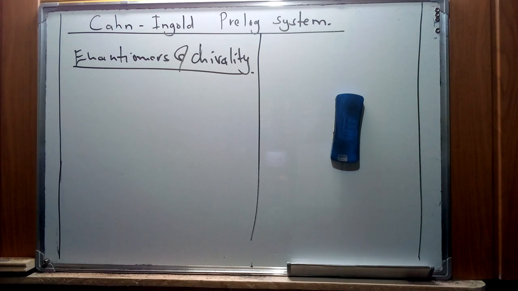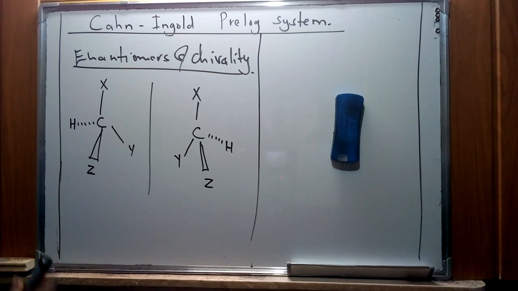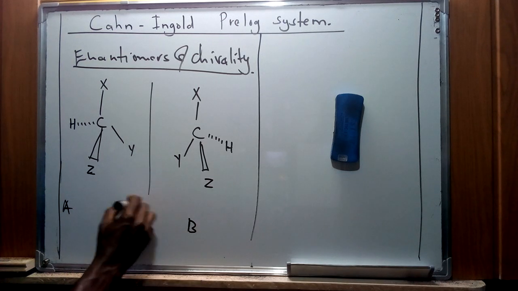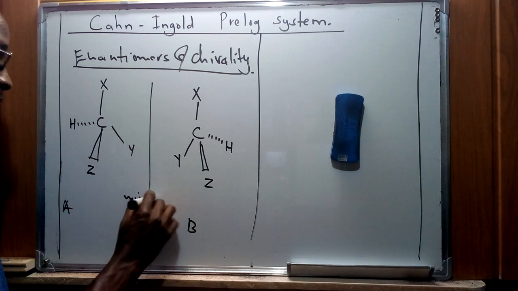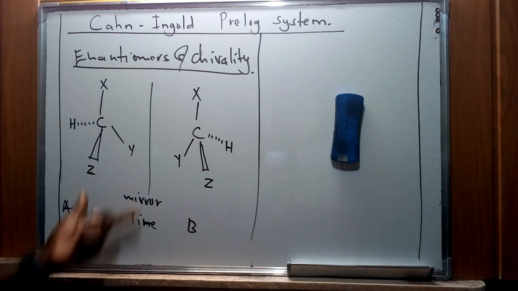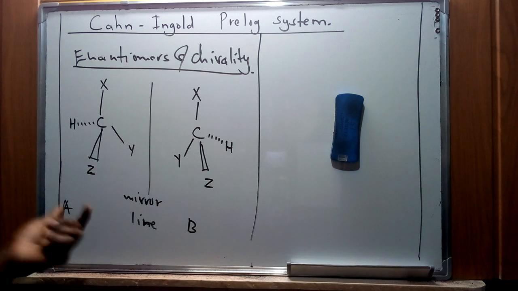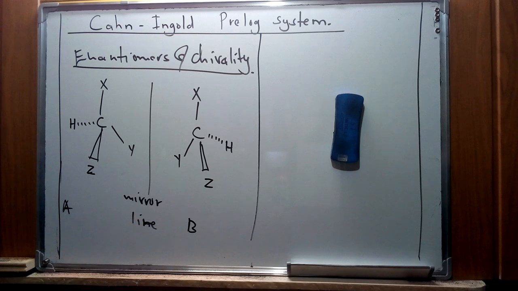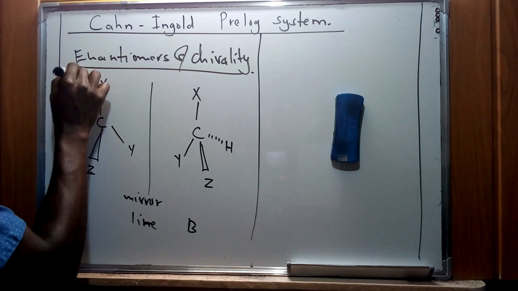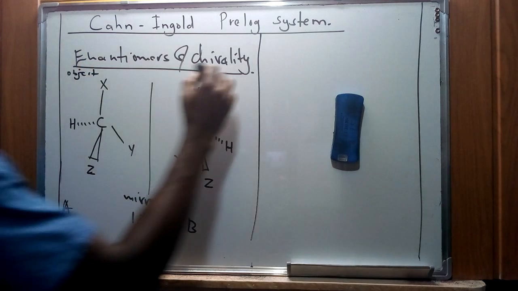Now suppose we have a molecule like the one I've illustrated. Let's call this one A and B, and this one represents a mirror line, which basically implies that this molecule has been reflected. B is a reflection of A. So therefore we can call this one the object, in quotes, and this is the image.